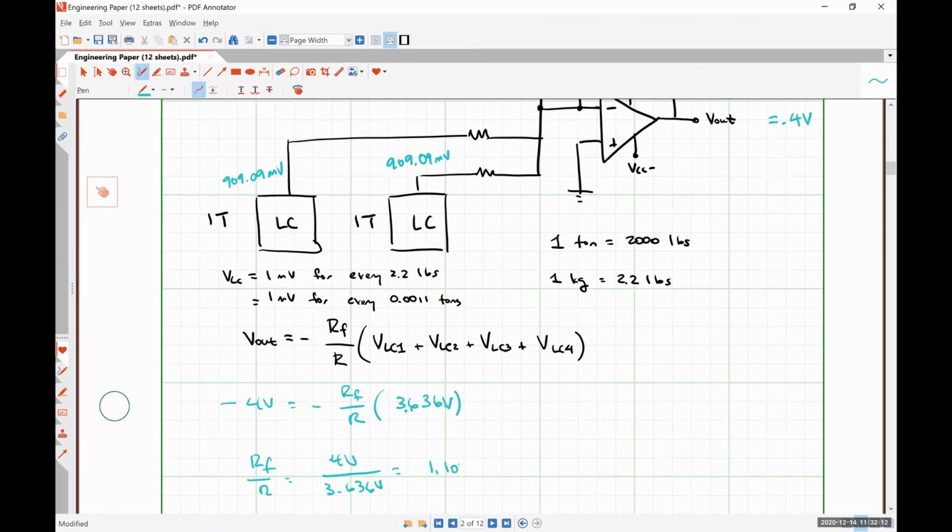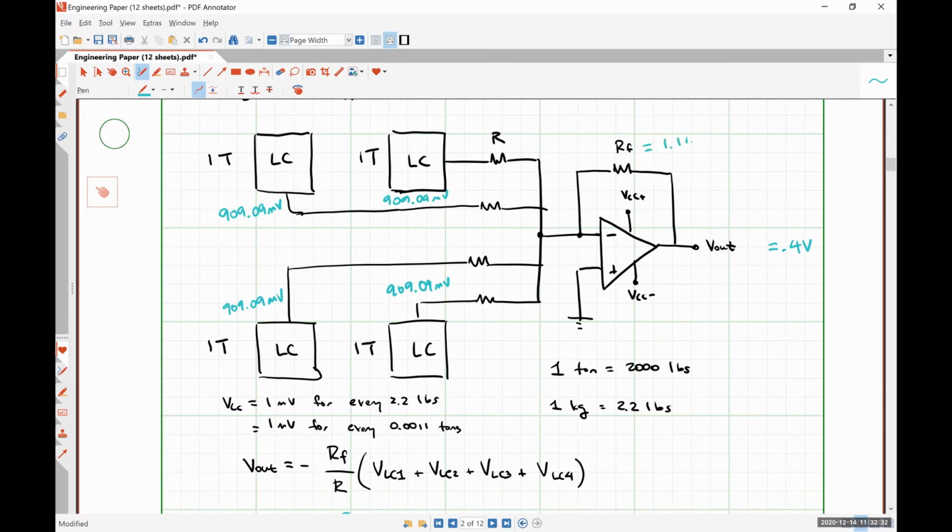Gain of 1.001 and some change. So give me some resistor values that would satisfy this. Should be pretty easy at this point. Yeah, 1.1K in the feedback. And a 1K there would get it pretty dang close. Right? Simple design problem. All right. Everybody clear on how the inverting summer works then?